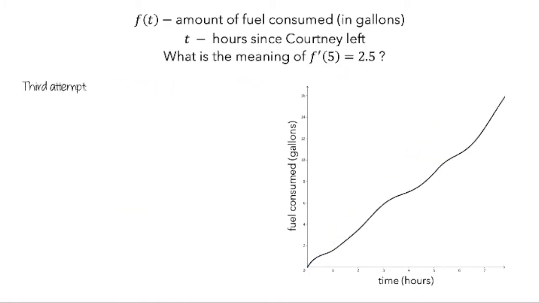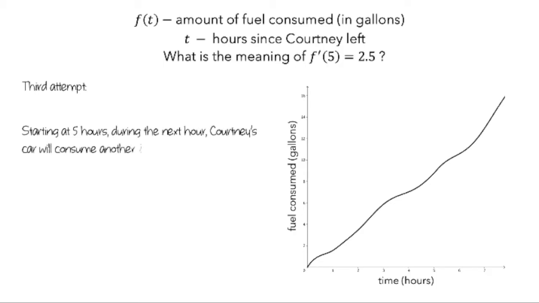So let's make another attempt. Here's another common description. Starting at 5 hours, the next hour Courtney's car will consume another 2.5 gallons of gas. This is an improvement because it's focusing on the 5-hour mark and it's not claiming that the gas is necessarily being consumed at a constant rate. But if we think about what this means on the graph, it's saying that starting at t equals 5 hours, over the next hour, the amount of fuel consumed will go up by 2.5 gallons. And this does not match the graph.